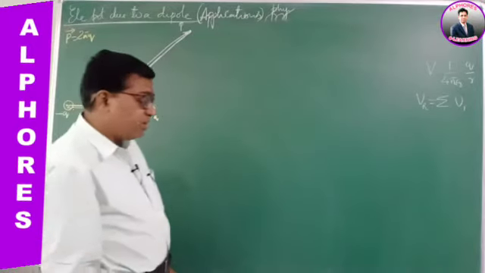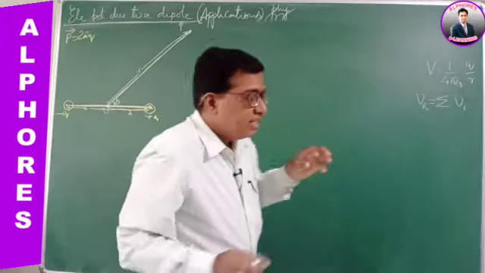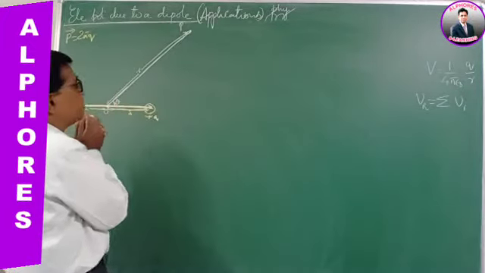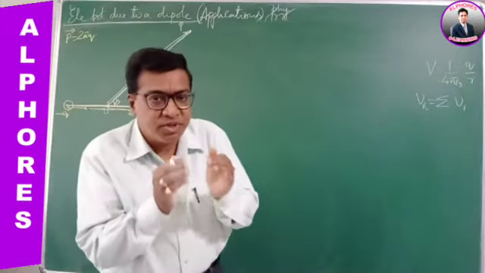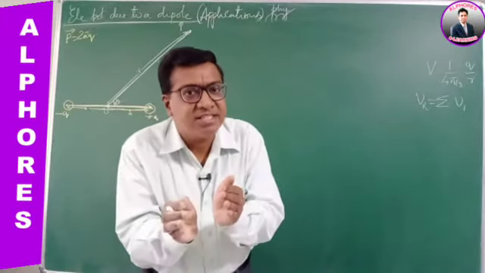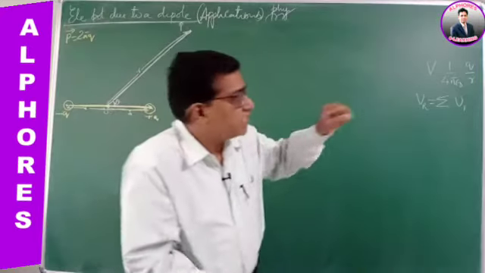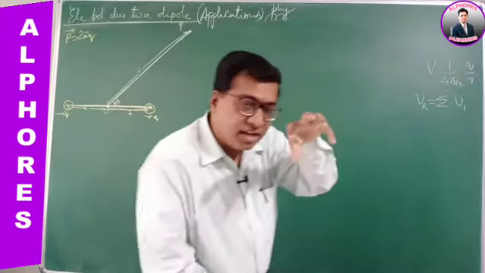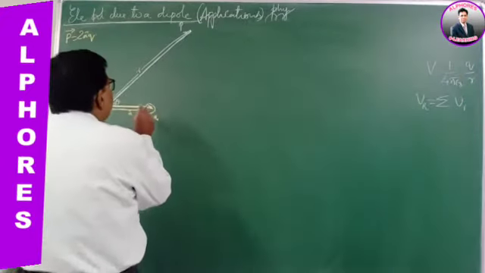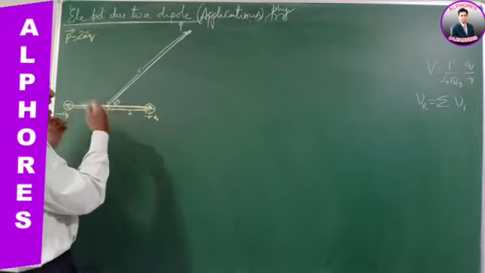Now next, how to find the potential due to this? It is a combination of two discrete charges. So the total potential is the algebraic sum of each. So you have to find the potential due to each charge, then add algebraically. To find the potential due to each charge, the formula is 1 by 4 pi epsilon naught, Q by R, charge over distance. So first I have to find the potential due to the positive charge, then the potential due to the negative charge, then add.